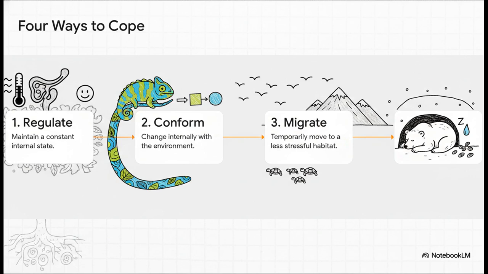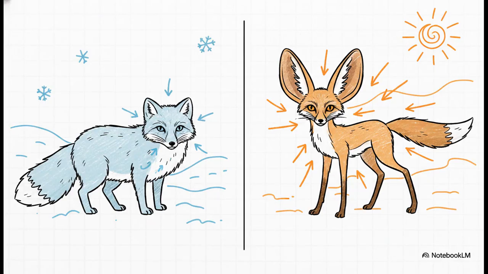So when you put it all together, an organism really has four main plays in its book. One, it can regulate its internal state. Two, it can conform to the outside world. Three, if things get really bad, it can just migrate and leave. Or four, it can suspend its life processes. Think of a bear hibernating or a seed just waiting for rain. That's the complete toolkit.